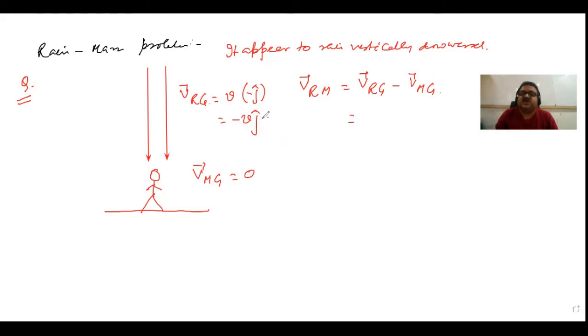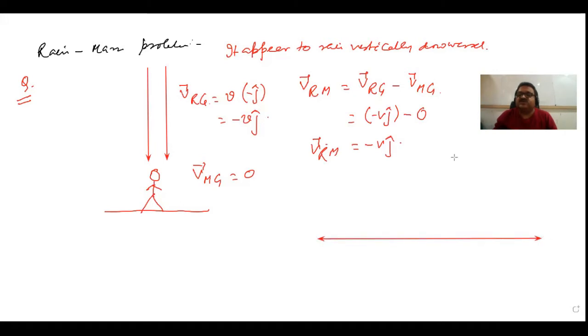What is the velocity of the rain with respect to the ground? Minus V j cap. What is the velocity of the man with respect to the ground? 0. So minus V j cap is the velocity of the rain with respect to the man. Now, we are assuming the man as the observer. So let's draw a coordinate system. This is a fantastic method.